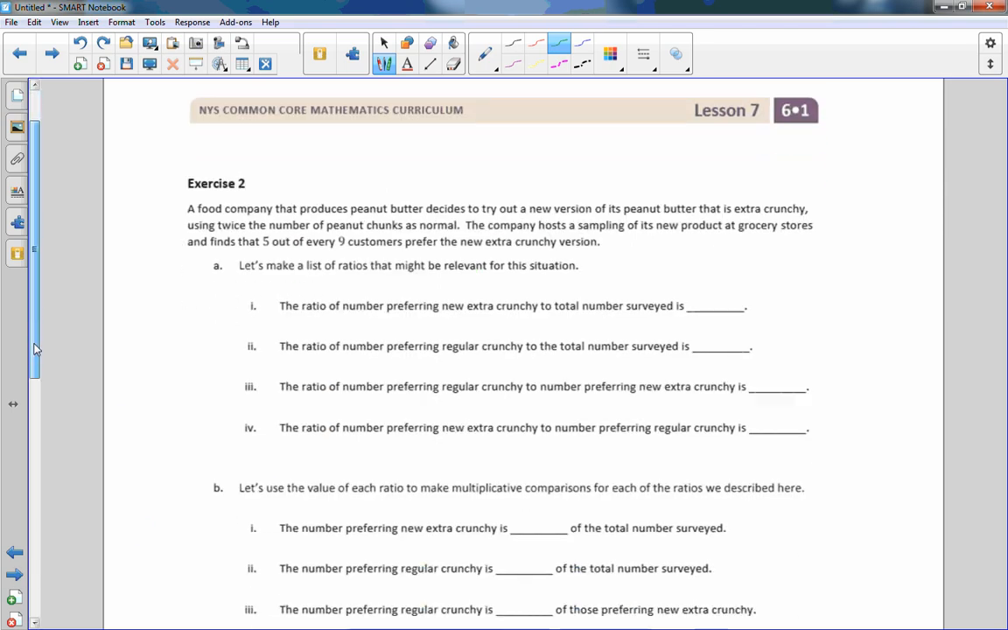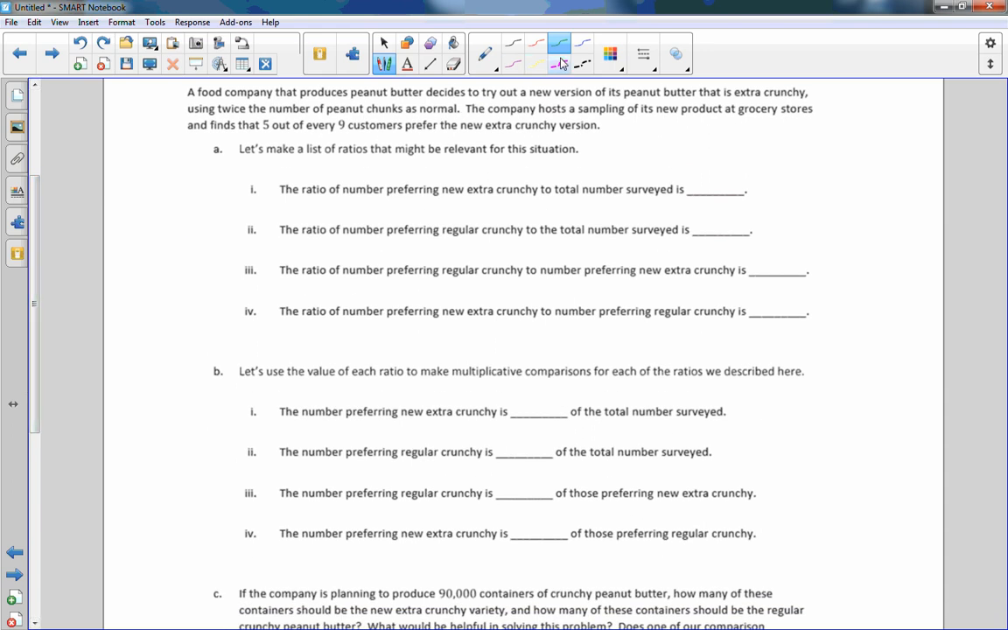Okay, exercise 2. A food company that produces peanut butter decides to try out a new version of its peanut butter that is extra crunchy, using twice the number of peanut chunks as normal. The company hosts a sampling of its new product at grocery stores and finds that 5 out of every 9 customers prefer the new chunky version.